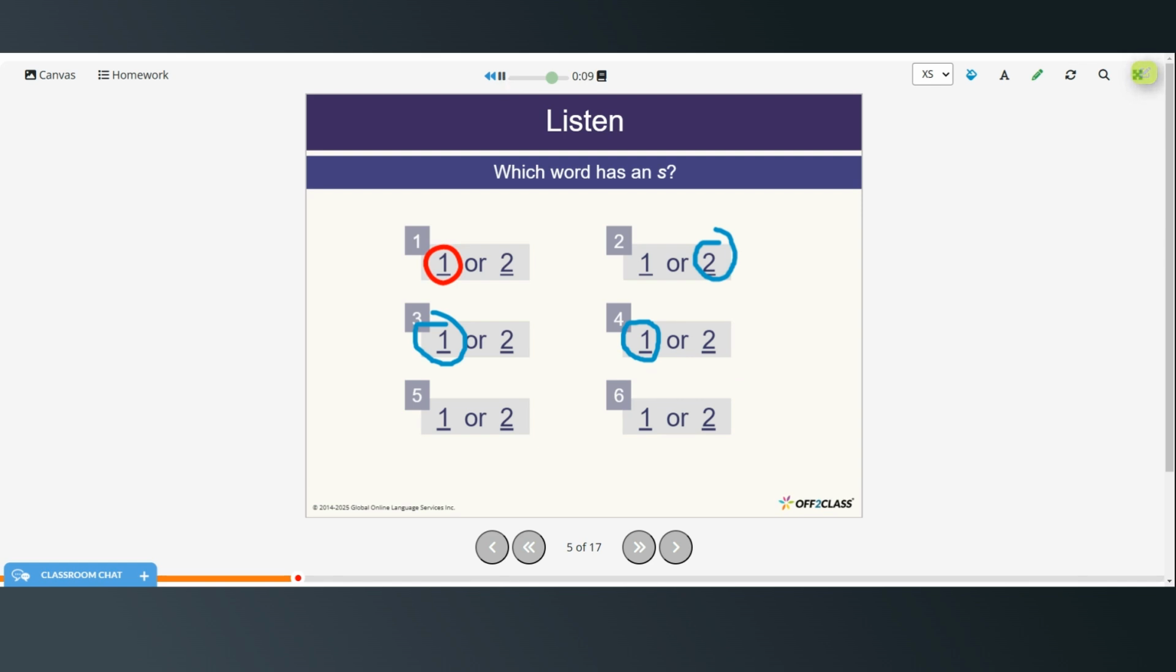Buzz, bus. Here it's number two. First one had the Z sound at the end. Buzz, bus. Fuzz, fuss. And it's number two. The first one was fuzz, the Z sound. The second one is fuss, the S sound.